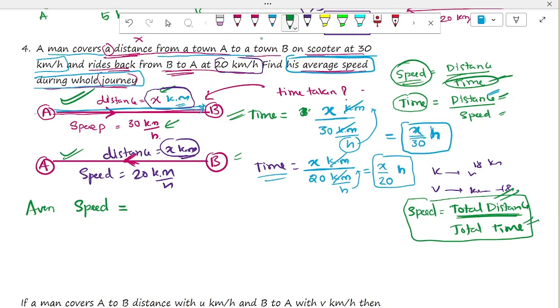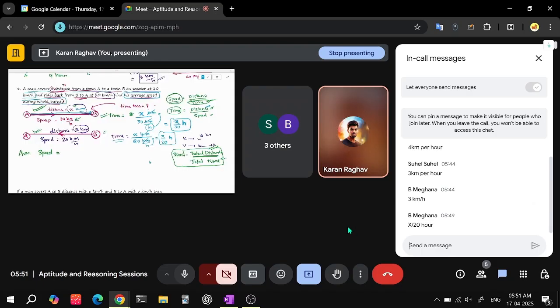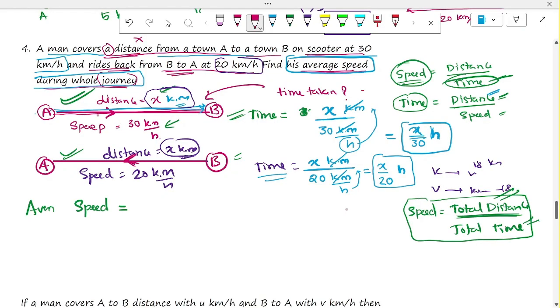So speed is equal to, we just try to calculate now, total distance. What will be the total distance in this case? You see, from here to here it is x, from here to here it is x again. So he has traveled x initially, after that he has traveled again x. So it will be x plus x divided by total time taken.